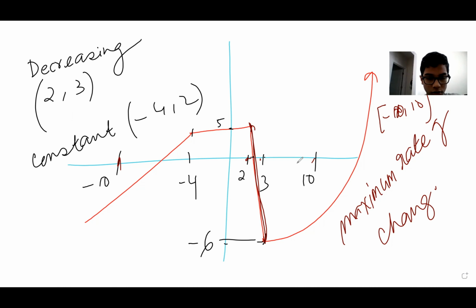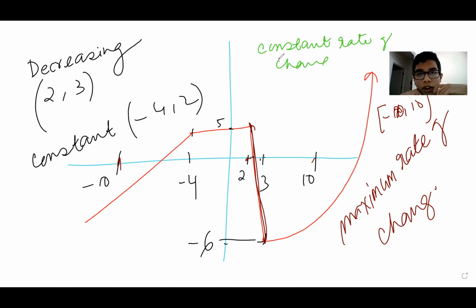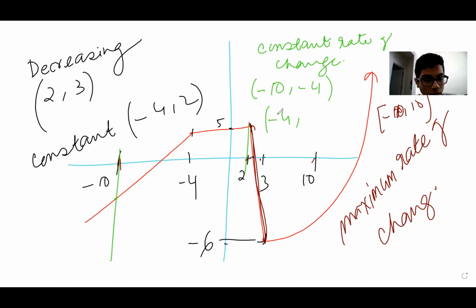Now, the next question, very important, is where do we have a constant rate of change? We are constant from -4 to this point. Our domain starts from -10. Then also from -4 to 2. Do you see that? The horizontal line is also a constant rate of change. It is not changing, it is a 0 rate of change. Do you understand? It's a number.